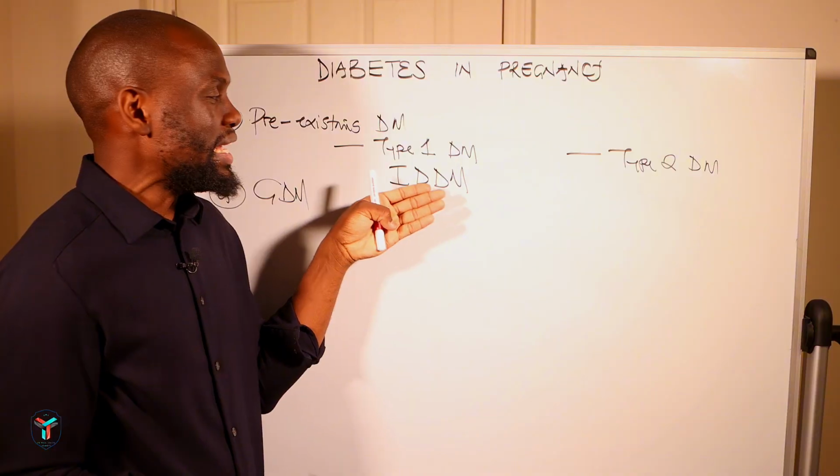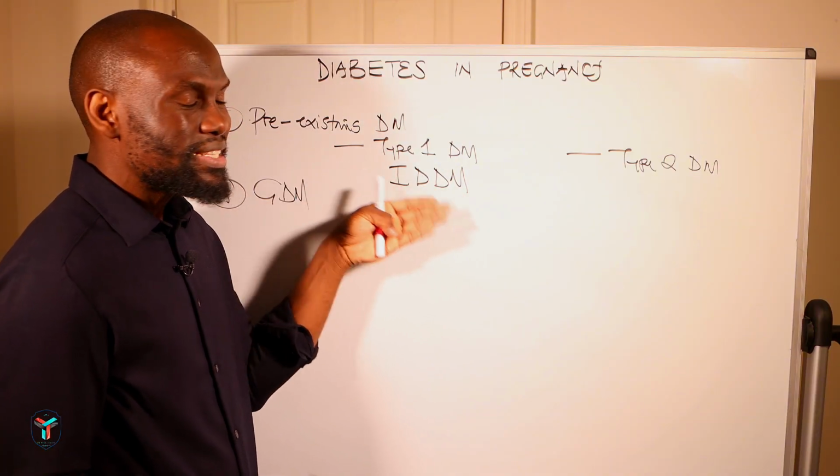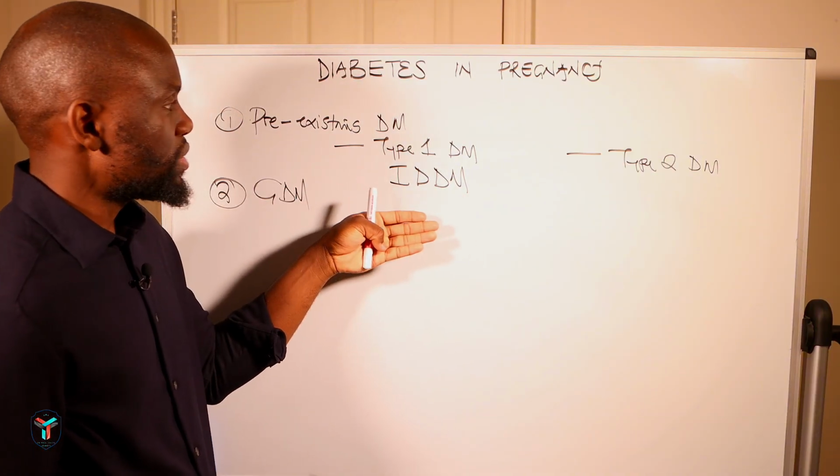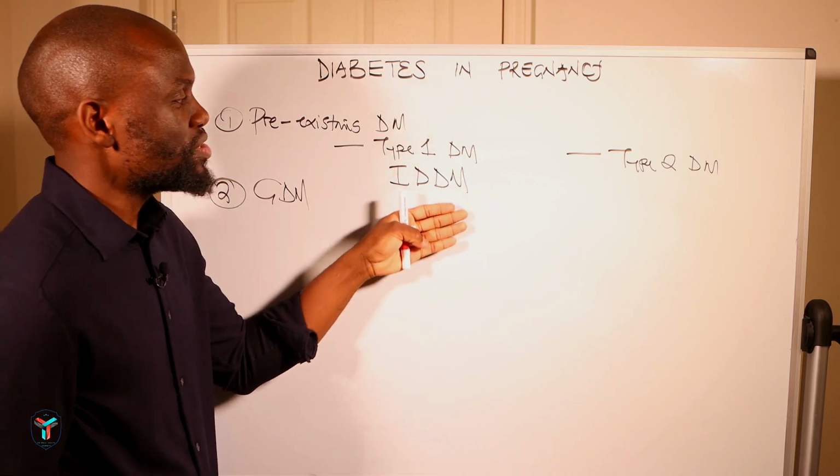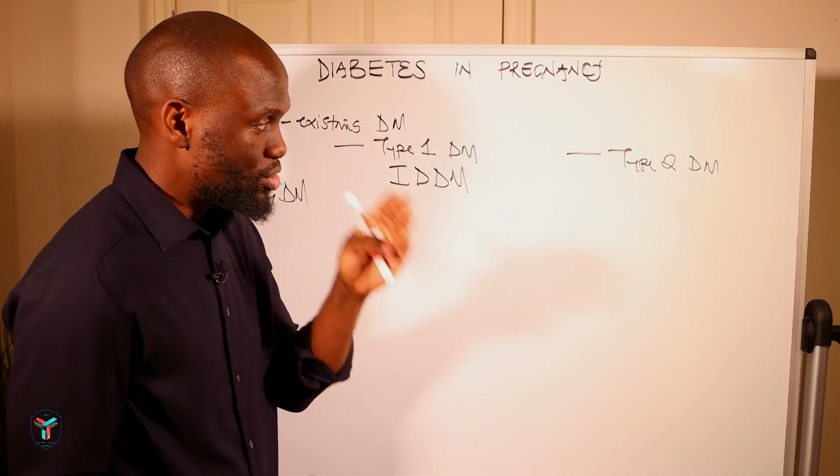In most cases, that is as a result of a T-cell autoimmune disorder that destroys your beta cells, leaving them unable to produce the insulin.